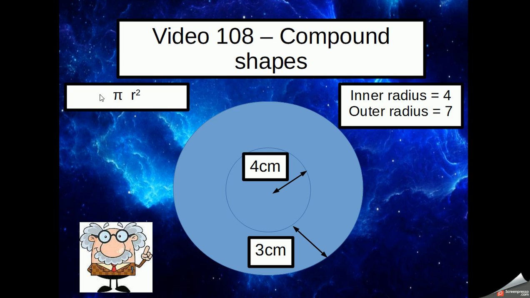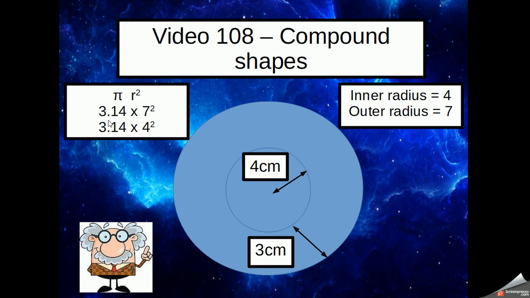Now going back to circles, the equation for the area of a circle is pi times r squared. Go back to your videos on circles if you've forgotten. So we're going to have 3.14 times 7 squared for the outer circle, and 3.14 times 4 squared for the inner circle, which is 3.14 times 49 and 3.14 times 16. You can do these on a calculator, and remember the calculator has a pi button as well, which is a little bit more accurate. We get 153.86 centimeters squared for the big circle, and 50.24 centimeters squared for the part that I've cut out in the center.